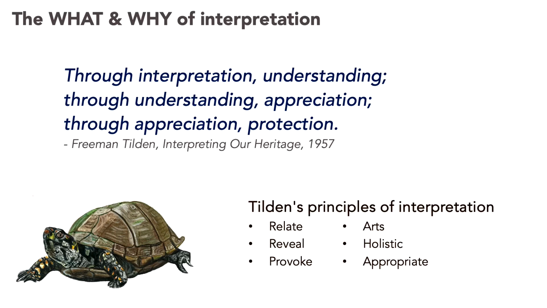Freeman Tilden had six principles of interpretation, and basically they were that interpretation should relate to what a visitor is seeing or experiencing. Interpretation should also relate to a visitor's lived experience. It should reveal something new to the visitor, and it should provoke them to some form of action or thought or feeling. Interpretation is an art and should be viewed as an art. And interpretation should be holistic. So it should give visitors the whole story on something, not just a piece of it. Additionally, interpretation should be appropriate. So it should be specific to a specific audience.